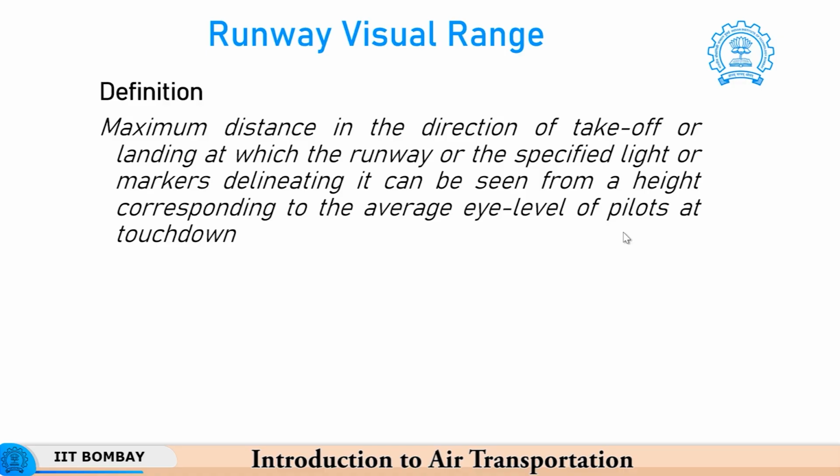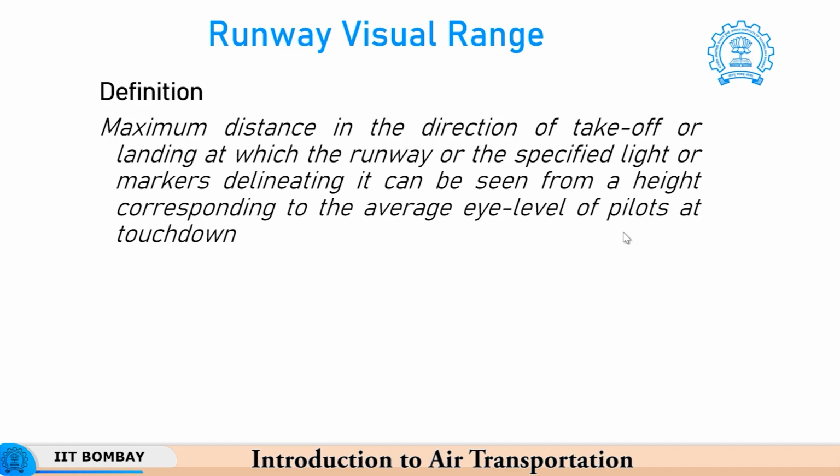So, what is RVR? It is the maximum distance in the direction of takeoff or landing at which the runway or the specified light or markers delineating it can be seen from a height corresponding to the average eye level of pilots at touchdown. So, the value of RVR tells you what is the kind of visibility that the pilot will actually have when he or she touches down.